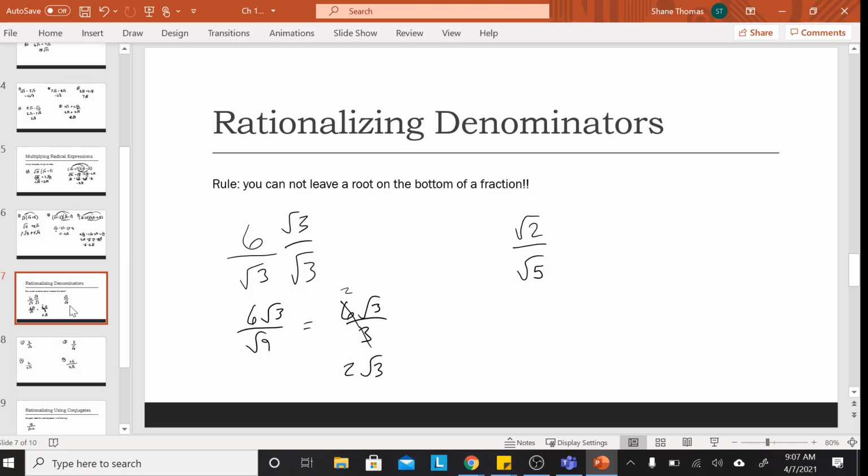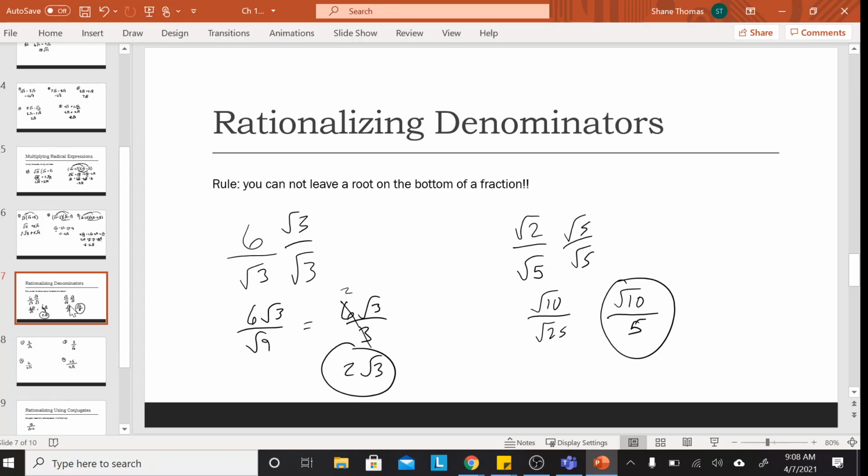Second one, I have a root on top, a root on the bottom. Which one do I have to get rid of? Root on the bottom. What is the root on the bottom? Root 5. So what do I need to multiply by? Root 5 over root 5. So on top I have what? Root 10. On the bottom I have root 25. Now, top is just 2 and 5, so that doesn't change anything. The bottom, root 25 is 5. Anything else I can do? Nope, I'm done. Okay? Does that make sense what I just did there?